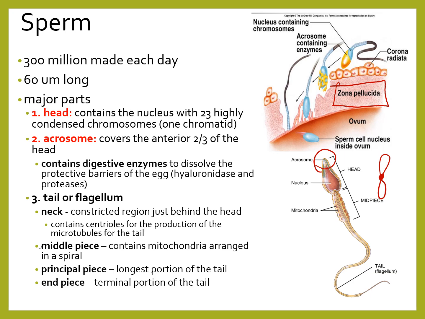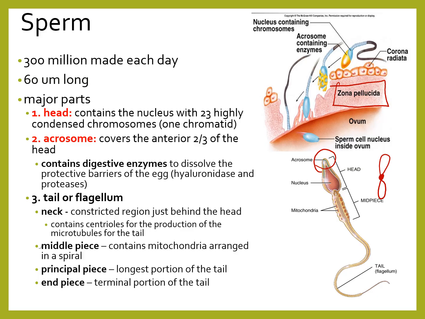The flagellum is known as the tail. It's made up of several pieces, like a neck. The neck contains a centriole. The centriole is going to be really important because it is going to be part of the centriole of the fertilized egg.